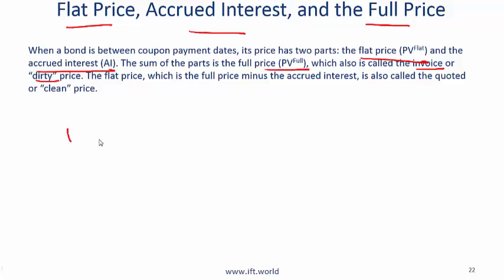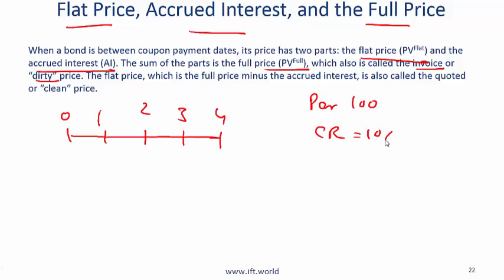Now let me illustrate this concept. Let's say that you have a particular bond, and this is times 0, 1, 2, 3 and 4. So this is a 2-year bond with semi-annual payments. Say this is a bond with par value 100, coupon rate 10%. So what are the coupon payments here? They'll be 5, 5, 5 and 5.